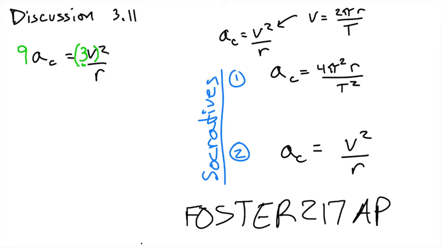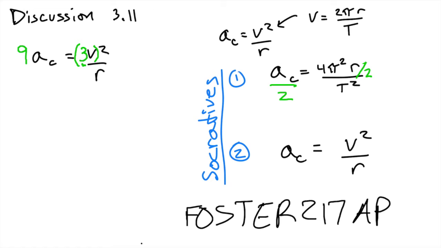All right, so now you've done those Socratives. A child's standing on a rotating carousel, and we do half the radius, but the period stays the same. So essentially I divided the right side of the equation by 2, so I need to divide the left side by 2. So it'll have half the acceleration.